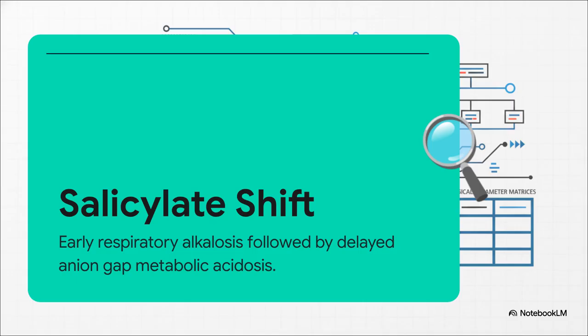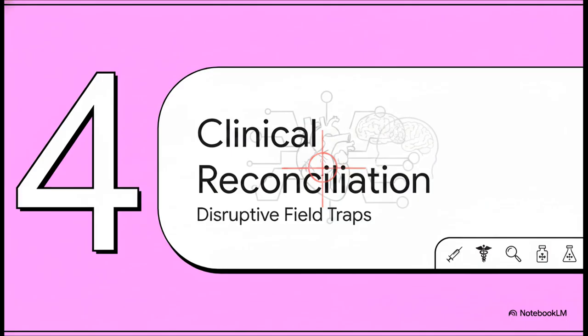Why? Because the drug decouples the electron transport chain, forcing the body into anaerobic metabolism and triggering massive lactate production. The management here requires really aggressive systemic alkalinization with sodium bicarbonate. Finally, let's wrap up with Module 4, Clinical Reconciliation and Disruptive Field Traps.